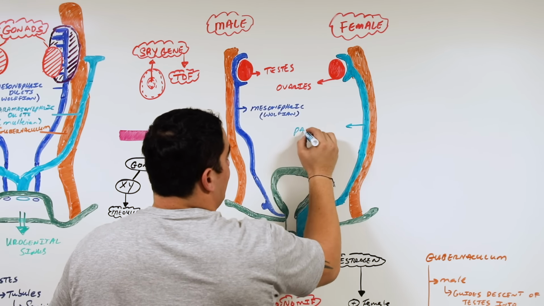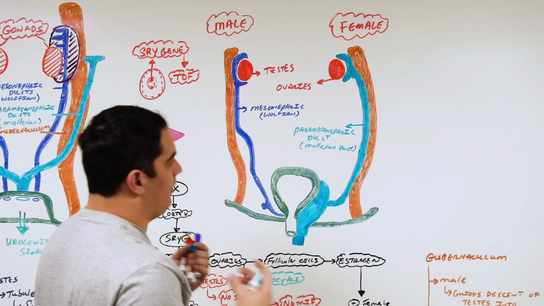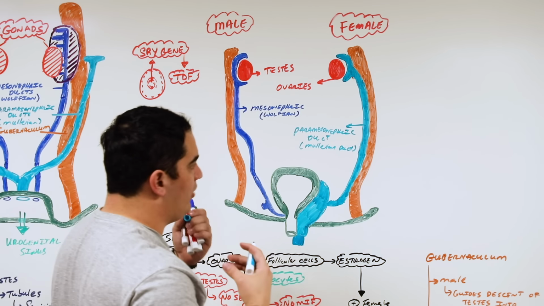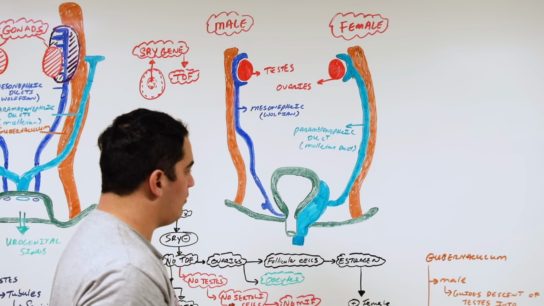So this is the paramesonephric duct. And again, this is also referred to as, what other name is this? This is also called the Müllerian duct. And again, what does the Müllerian duct give rise to? It gives rise to the fallopian tubes, the uterus, and the upper 2/3 of the vagina. And then again, the gubernaculum will pull this whole structure downwards into the pelvic cavity, as well as giving rise to those particular ligaments.